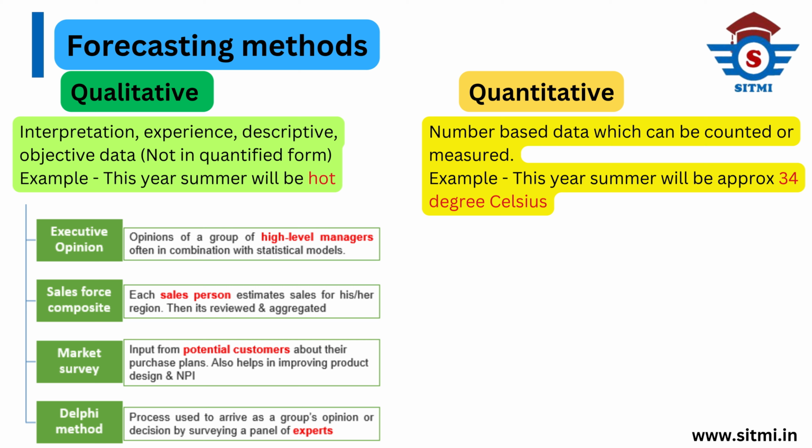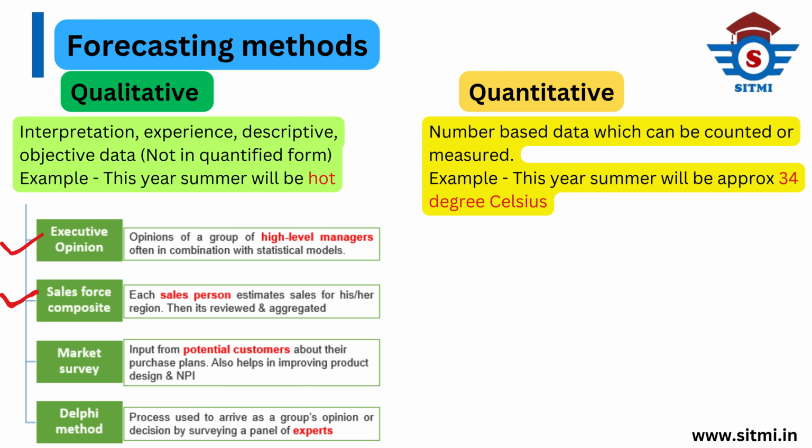So first is executive opinion. So in this method, opinion of high level managers or executives in the business are used to understand the future forecast. So someone from leadership positions like vice president, general manager, director, or CEO of the business, they usually are part of this process in the forecasting.